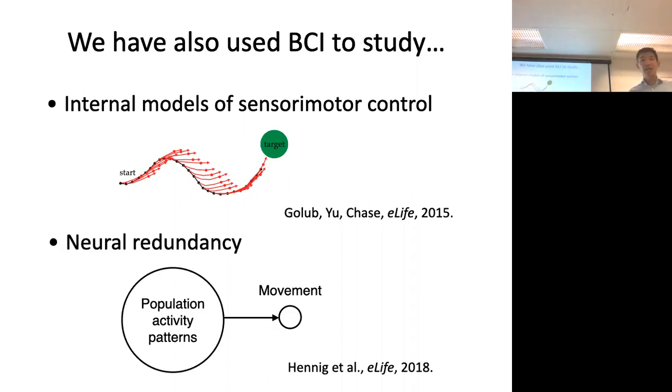Okay, we've also studied the question of neural redundancy, which is that there are lots of possible activity patterns that the brain can produce. It's a really high dimensional space because there are so many neurons in the brain. The number of degrees of freedom of our movement is much smaller. And so that implies that there are many possible activity patterns that the brain can produce to lead to the same movement. Then amongst all those activity patterns that can produce the same movement, which of those does a subject actually produce? That was the question of this study.